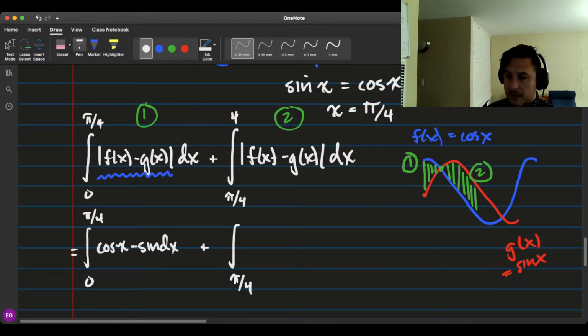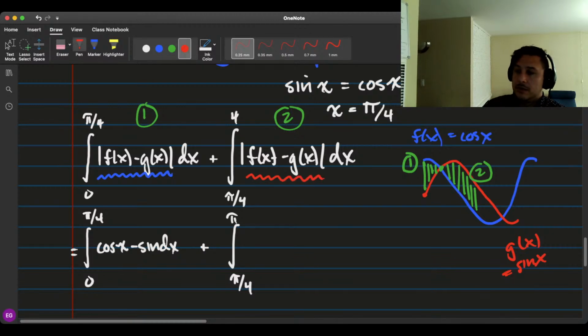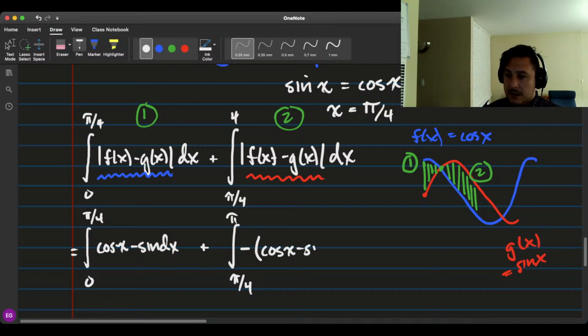Okay, now you look at the other one. This is for region 2. In region 2, f is now on bottom, right? So f minus g will be what? Negative. So what you need to integrate now is the negative of cosine minus sine.